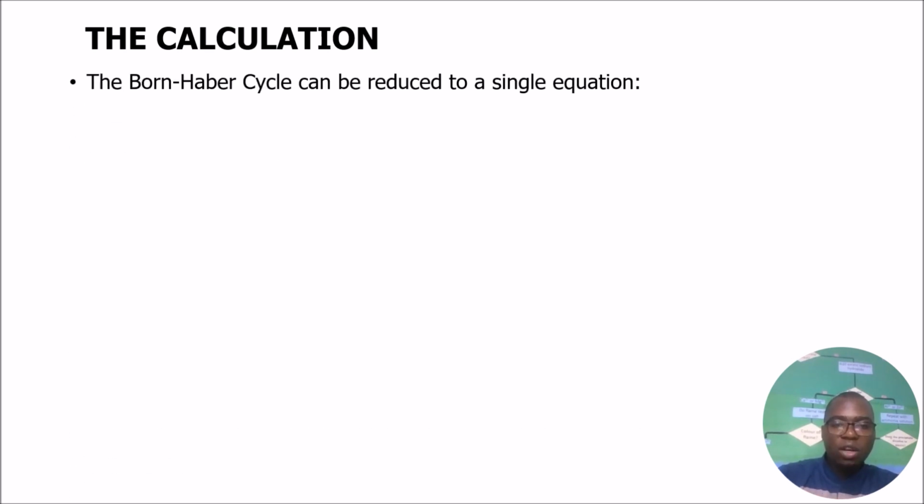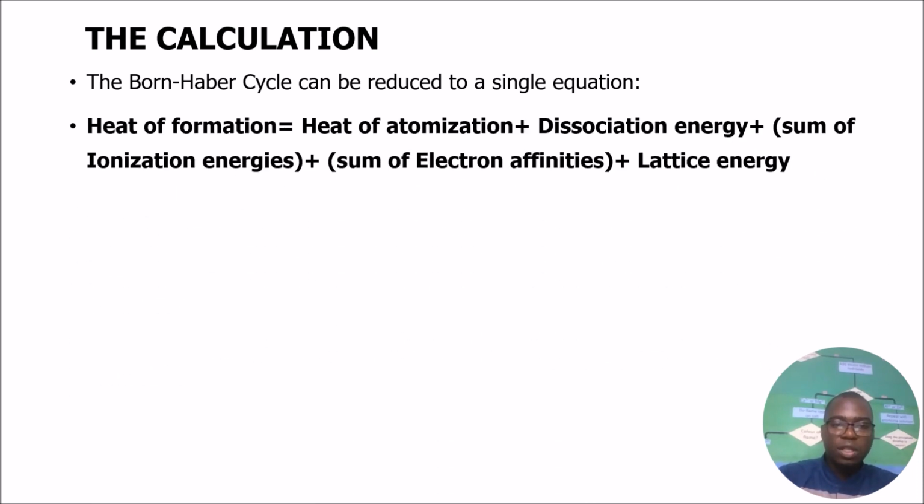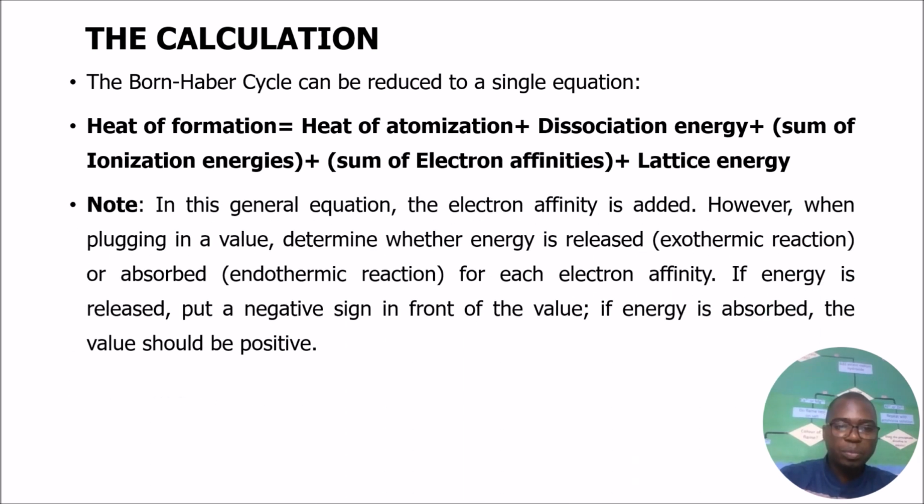The Born-Haber cycle can be reduced to a single equation. The single equation is as follows. Heat of formation is equal to heat of atomization plus dissociation energy plus sum of ionization energy plus sum of electron affinities plus lattice energy.